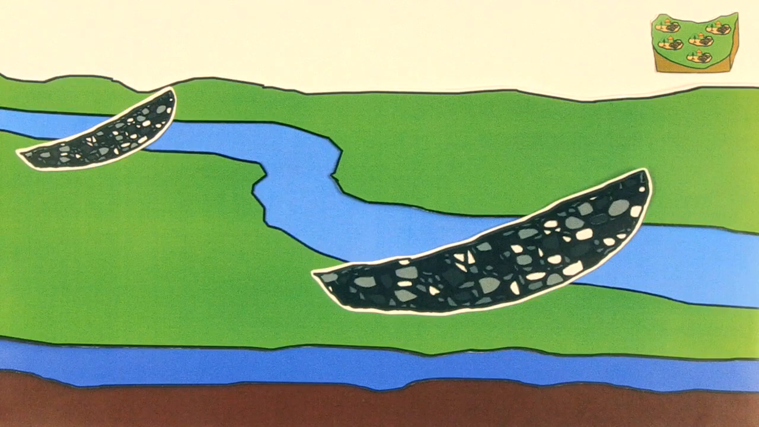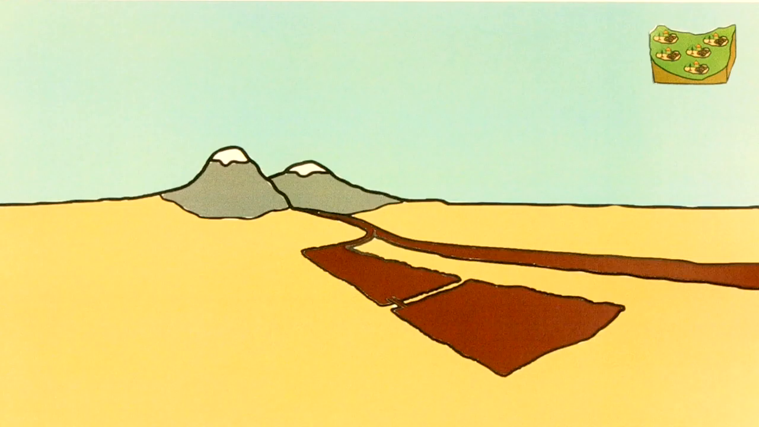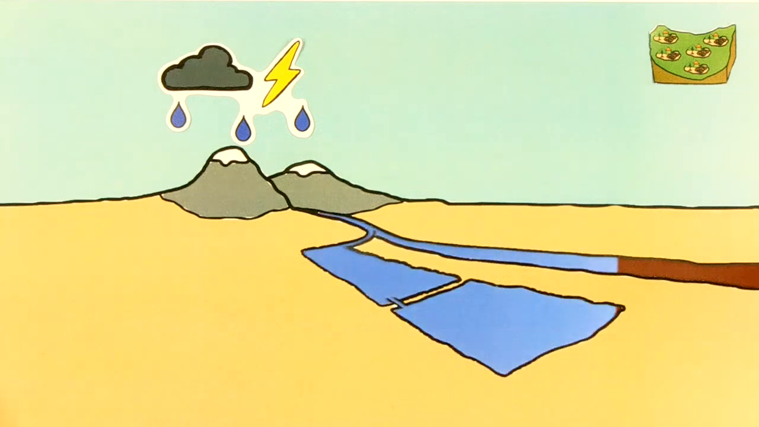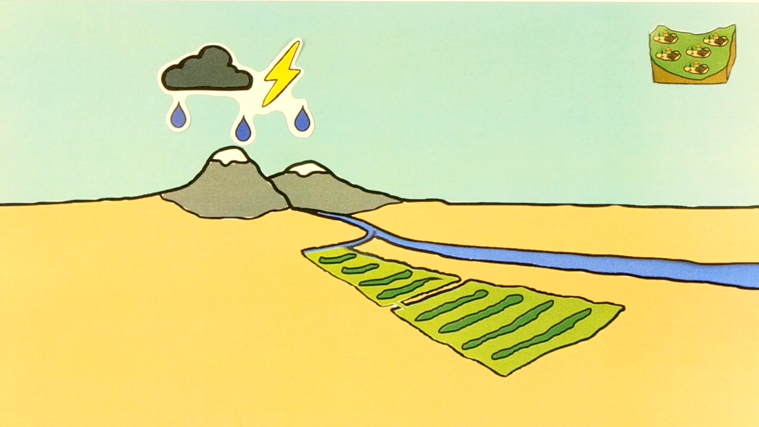Ephemeral stream diversion systems divert water from seasonally flooded channels to large low-lying areas, where the water infiltrates and provides enough moisture for crop growth.